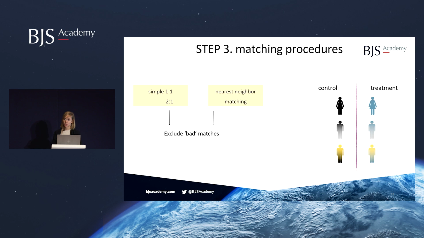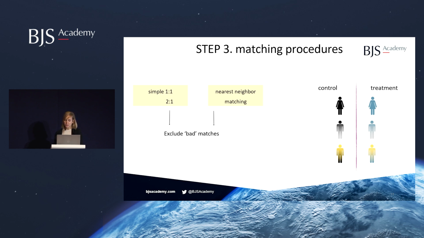Then, after estimation of this propensity score, the actual matching procedure begins. It can be performed in different ways, but commonly used is the straightforward one-to-one nearest neighbor matching. It means that a single participant is matched to a single untreated participant who has the most similar estimated propensity score.